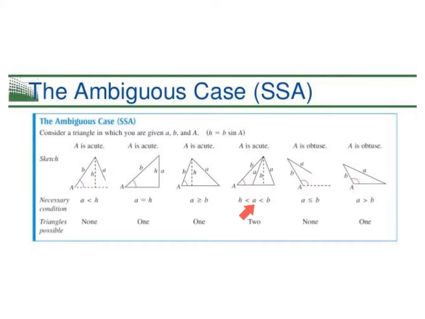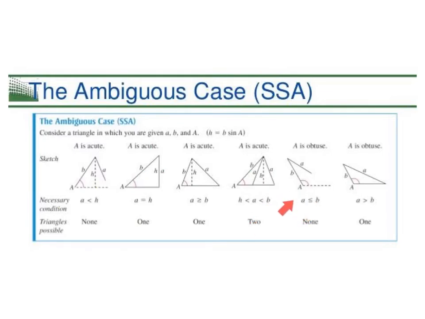However, if A is bigger than the height, but smaller than B, it's almost like a swinging door. Here's the door jamb, and it swings out here, it swings out here. Which way does A go? And it's hard to tell, and this is our ambiguous case. When A is an acute angle, and A is between the measure of the height and the length of B that is given to us, we'll have 2 possible triangles.